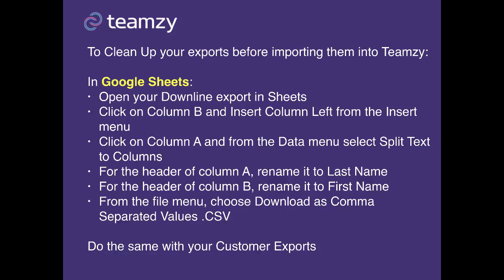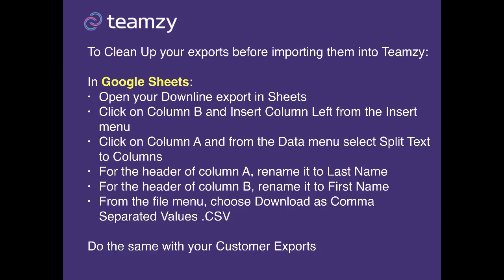Now again, for the header of column A, you're going to rename it last name. For the header of column B, you're going to rename it first name, just like we did in Excel. Now from the file menu, you're going to choose download as comma separated values .csv. Okay, so it's a little different. You're not doing a save as, you're actually downloading it as a CSV file.